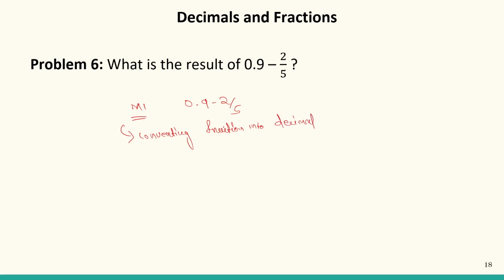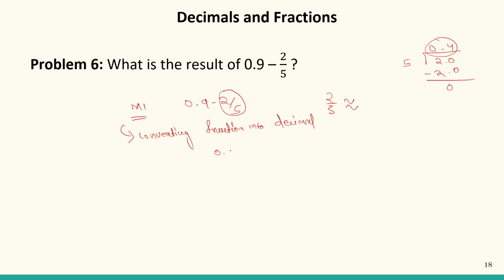Okay, so here we have only one fraction, that is 2 by 5. How can we solve it? Divide 2 by 5, and we get a decimal: 0.4. So 0.4 is the decimal form of 2 by 5.